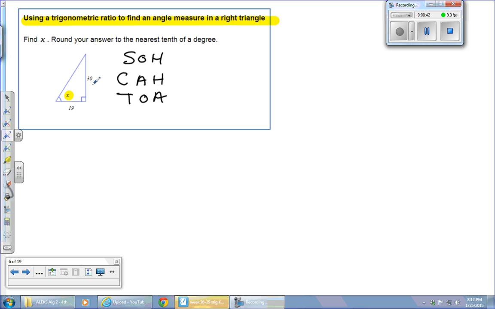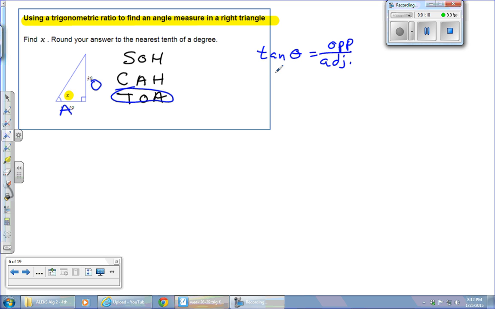Here, this is the opposite, because it's the opposite of the angle, and this is my adjacent, because it's attached to the angle. So which one has an O and an A in it? Well, it's not sine, it's not cosine. There it is, right there, tangent. So I'm going to be using tangent. Remind yourself real quick: tangent of theta is going to be equal to the opposite over the adjacent.